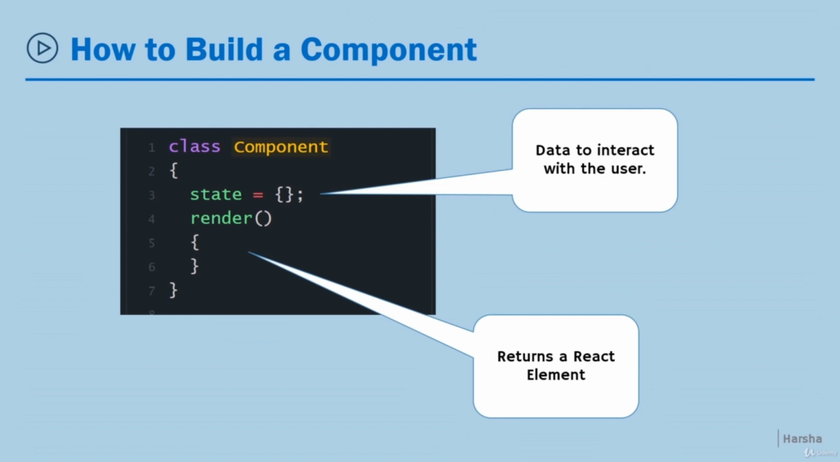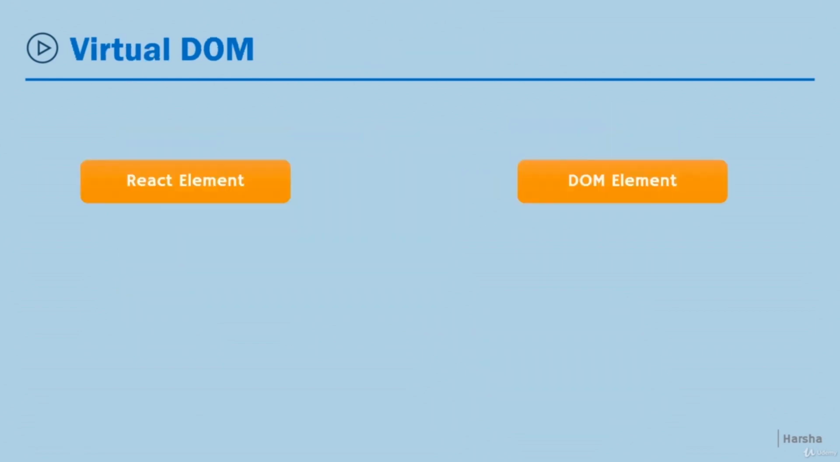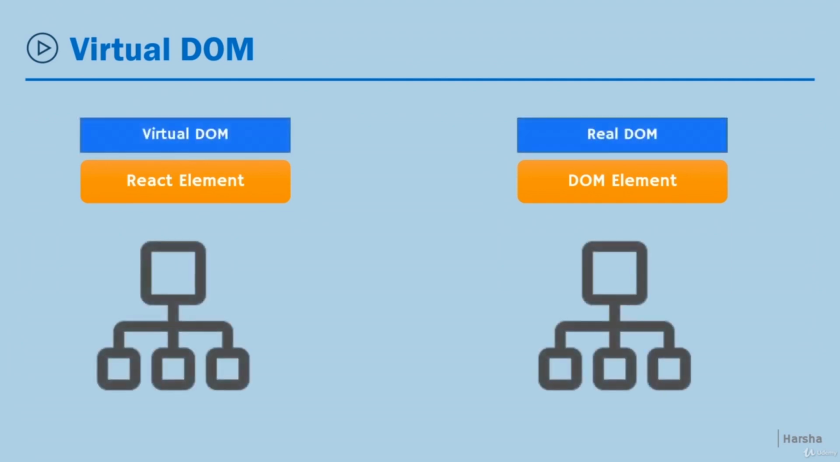A React element is a simple JavaScript object that represents a piece of UI, much like a DOM element in JavaScript. But the difference is that a React element is called the virtual DOM, and the actual DOM element is the real DOM. A virtual DOM or React element is the dummy representation of the real browser DOM. But making changes to the virtual DOM is super easy and lightweight.